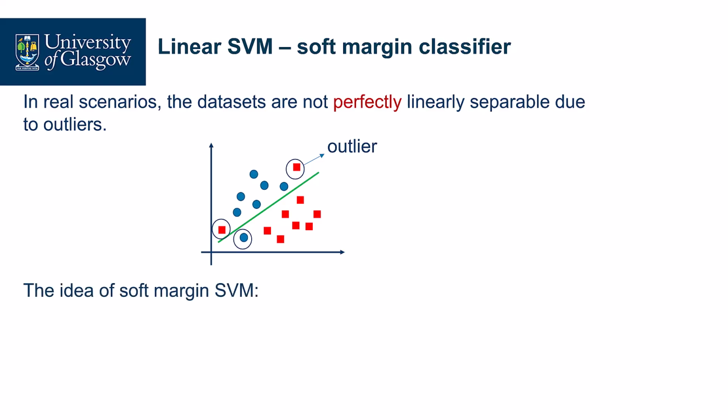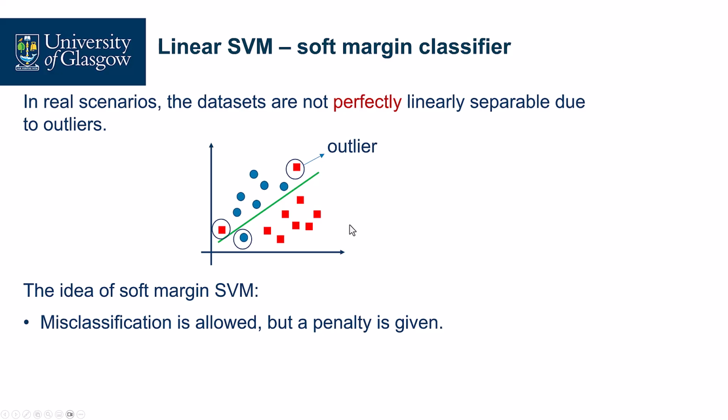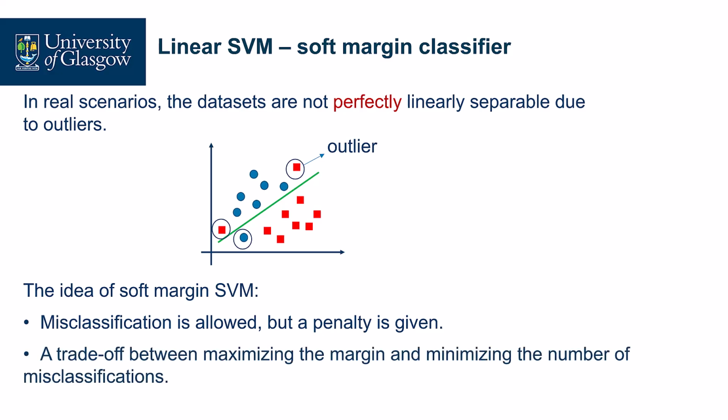In soft margin SVM, the key thing is that we allow misclassifications considering these outliers, but we don't want them to be many, so a penalty is given. Then we need to consider the trade-off between maximizing the margin and minimizing the number of misclassifications. How this trade-off goes, we will describe in a later slide.